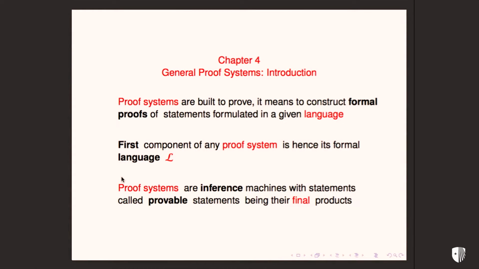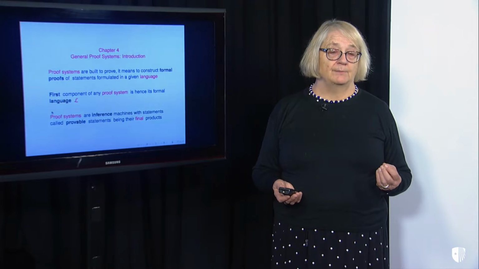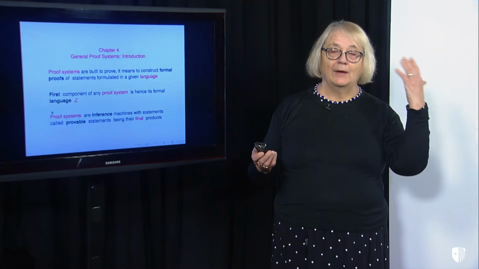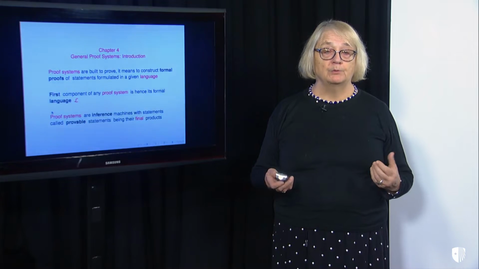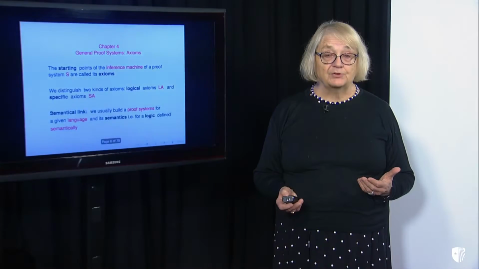Proof systems are built to prove. It means how to construct a formal proof. It's not like proving in your head. We'll talk about formal proofs of statements formulated in a given language. So the first component of a proof system is a formal language L. Proof systems are inference machines with statements called provable statements being their final products.